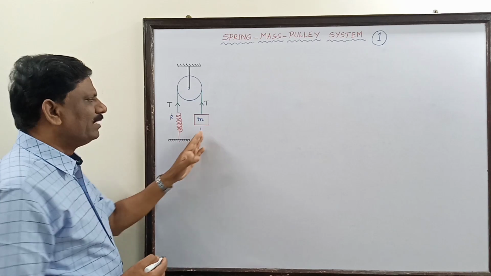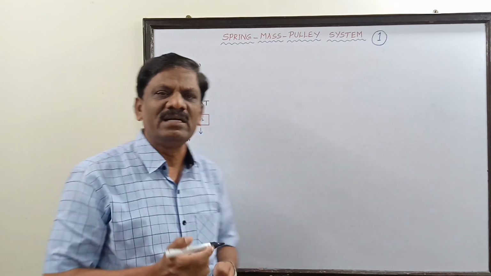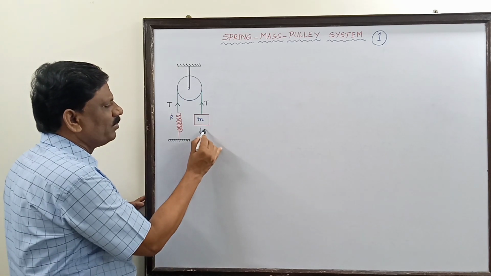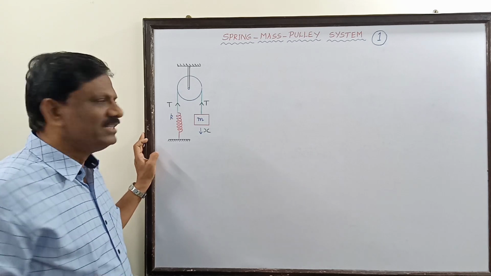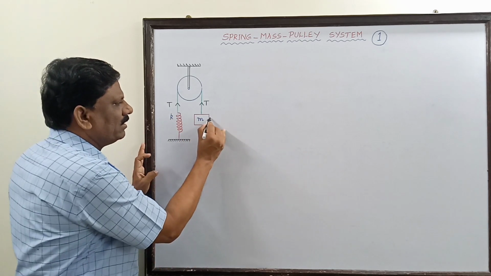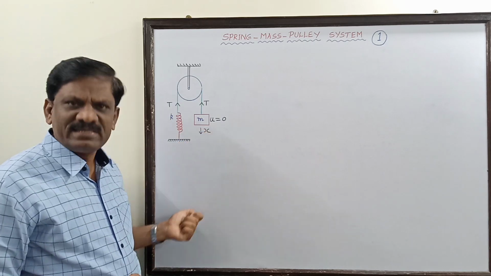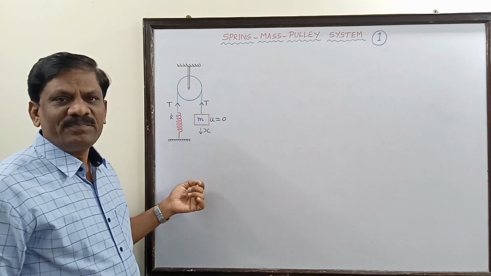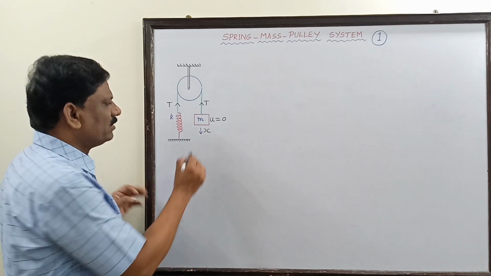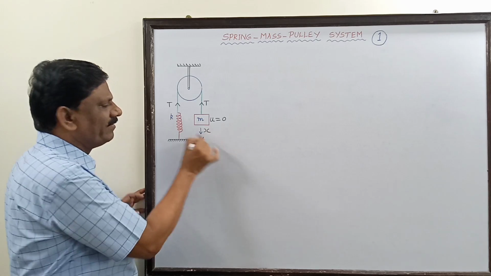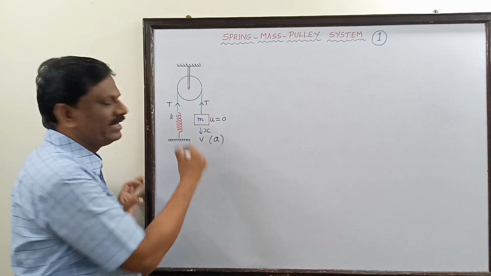Now initially the mass is at rest. Now I am going to pull the mass in the downward direction. See here, this mass is pulled down through a distance x. So as a result, initially it was at rest, initial velocity was 0. Now when I pull this in the downward direction, it will move with a velocity v. So it is gaining an acceleration. Downward it is gaining a velocity v, so in the downward direction it will have an acceleration a.